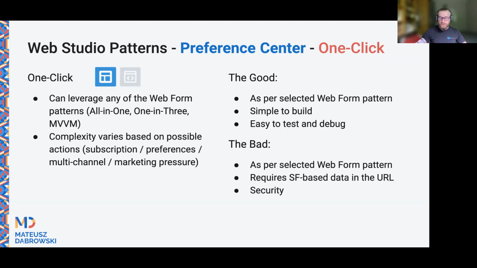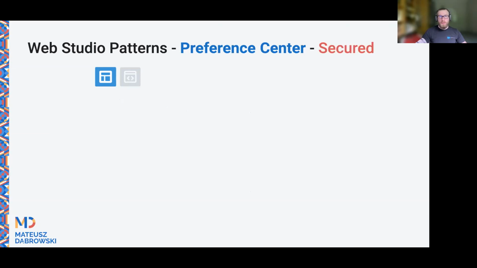So it is a good idea, if you have a very simple preference center, you are doing some validation, and there is no health or financial data in your preference center. But in most cases, it might be a good idea to think about potential solutions to secure it better. And let's jump to such a possibility.